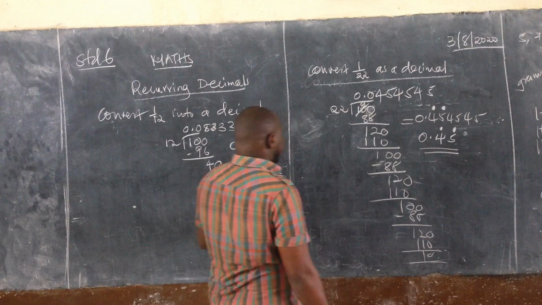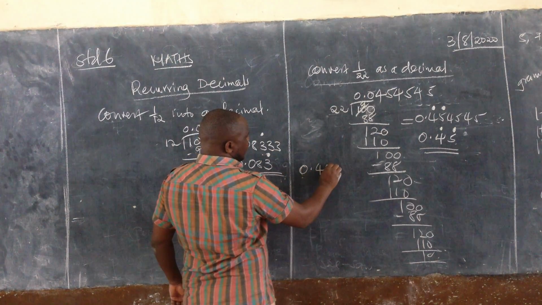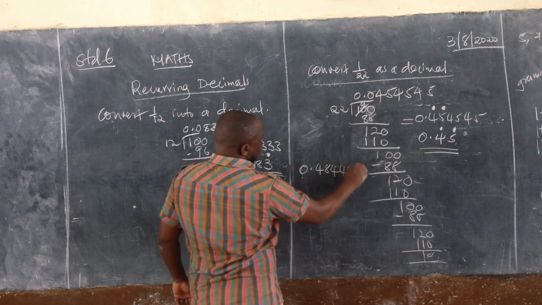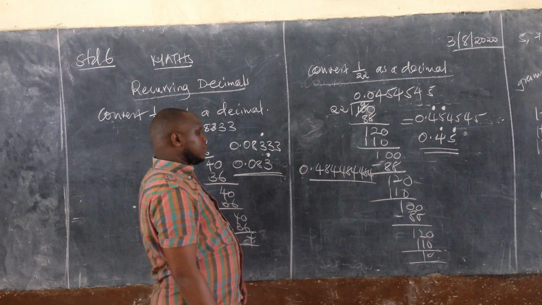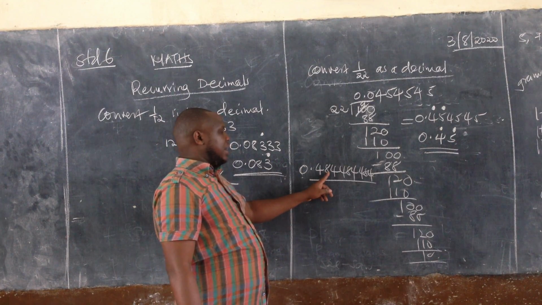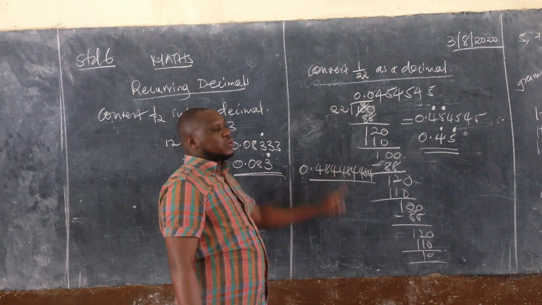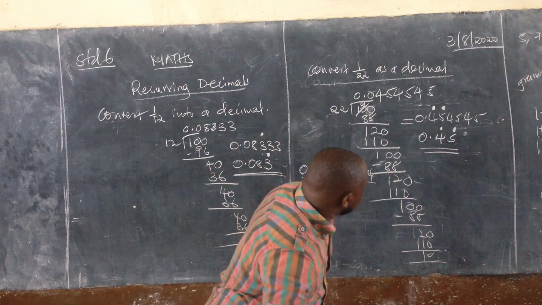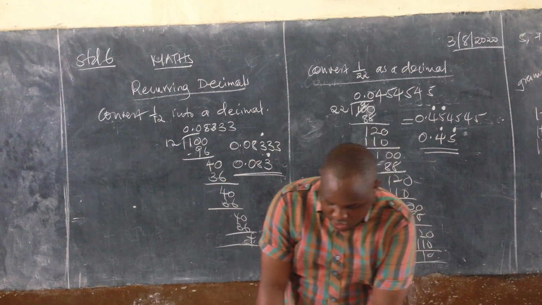If in an answer you get a question like 0.484484484, you realize that 484 is repeating itself. So this number, and this number, you put the dots on those numbers, the ones that are repeating themselves. So that is what we call recurring decimals.